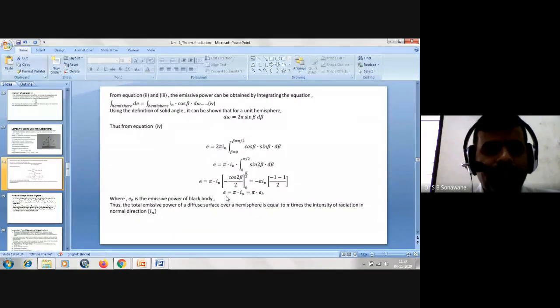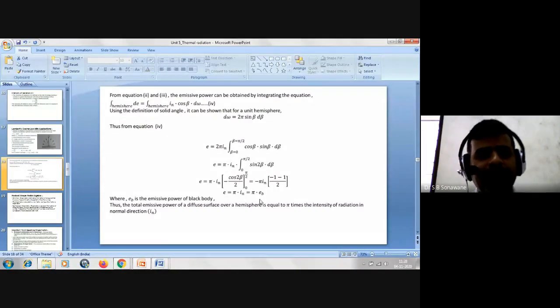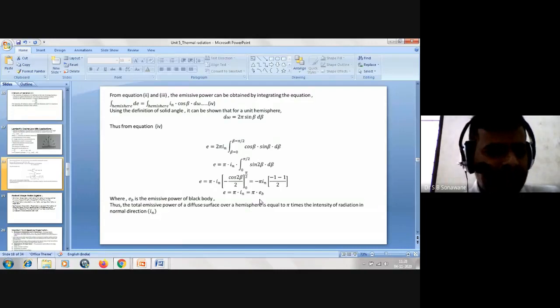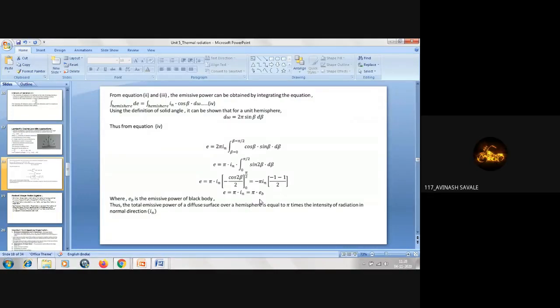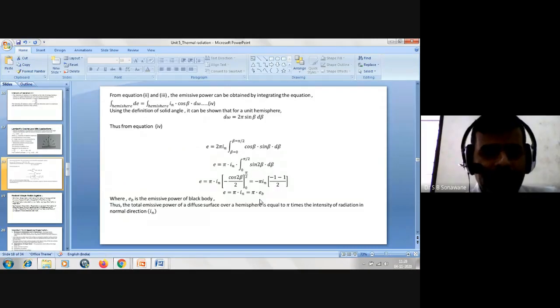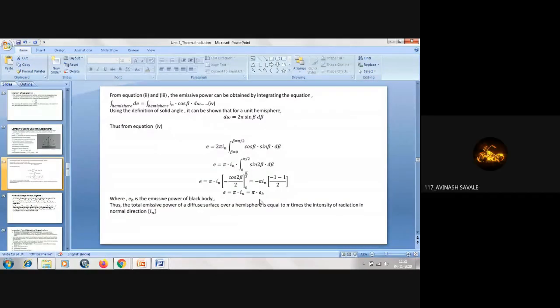So in short, we have obtained the relationship between the emissive power of any surface, a diffuse surface or non-black surface, E is equal to pi times EB, where EB is the emissive power of a black body or the black surface. Have you understood? Any difficulty here?